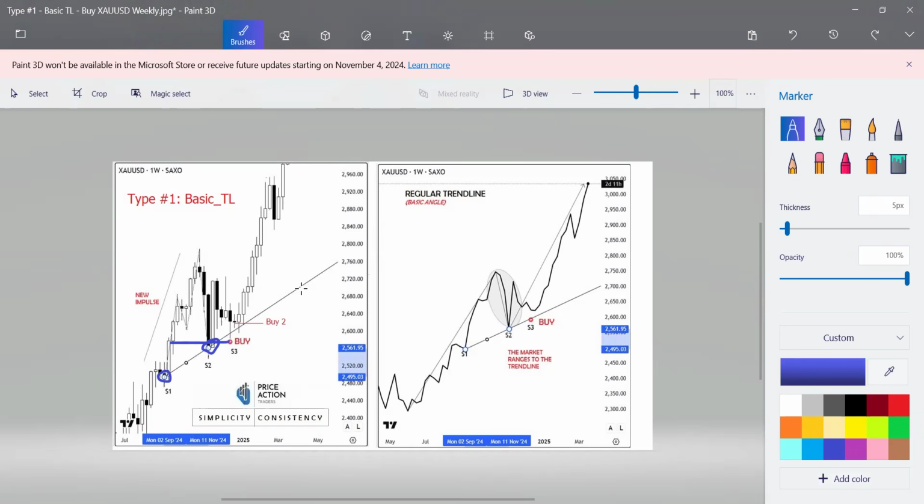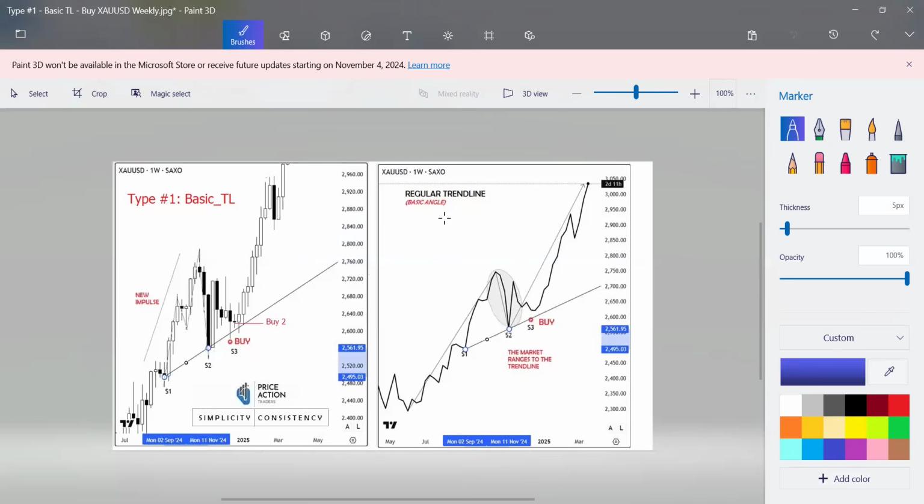Basic trend line. You see price moving up, moving up, moving up. Then the trend line angle is also pointing towards the uptrend. So that is the basic. We call it basic.